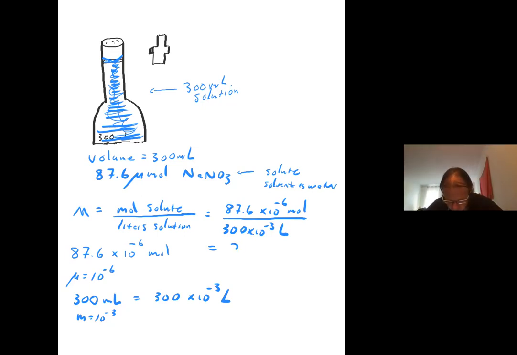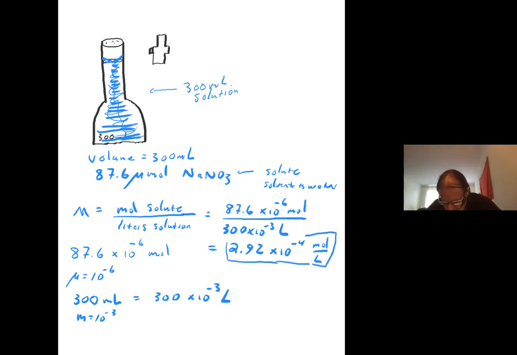It's 2.92 times 10 to the minus 4. And then the units are moles per liter. Okay, so strictly speaking, those are the units.